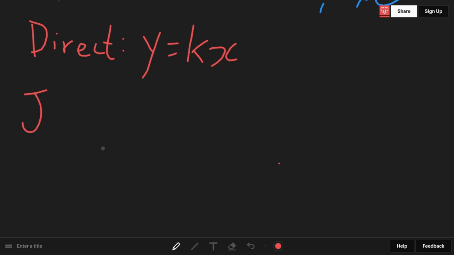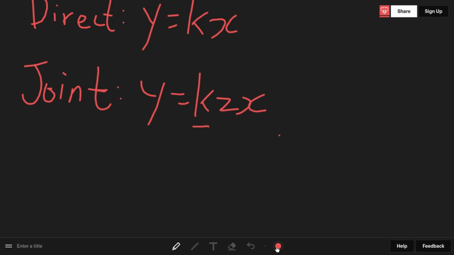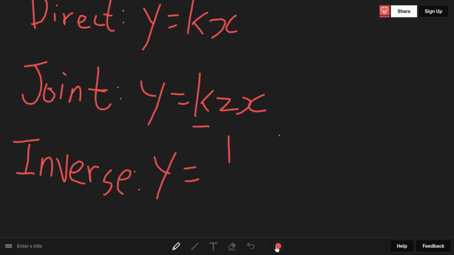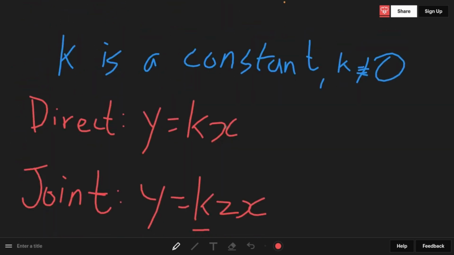If it's joint, that means that y depends on two variables, such as y equals kzx, in which k is still the constant, but now the value of y depends on z and x. Both of these have been multiplication, but if we look at an inverse variation, that's when y varies inversely as x. An example of that could be y equals k divided by x, again in which k is a constant. So let's look at a quick sample problem.